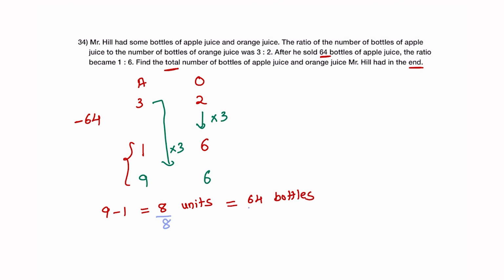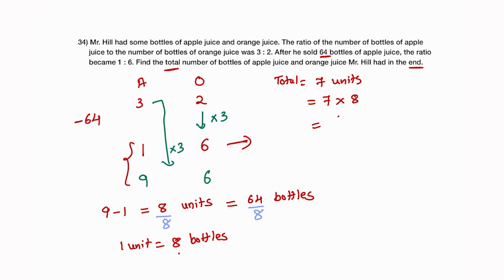So how do we find 1 unit? Yes, we divide both the sides by 8. And 64 divided by 8, we know it, it's 8, right? So 1 unit is basically 8 bottles. Now we have to find the total. We are going to use this because it's at the end, right? So that's 7 units basically. So that's total here. So we say 7 times 8. So that's 56 in all.